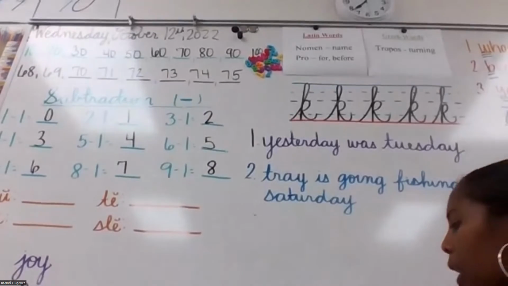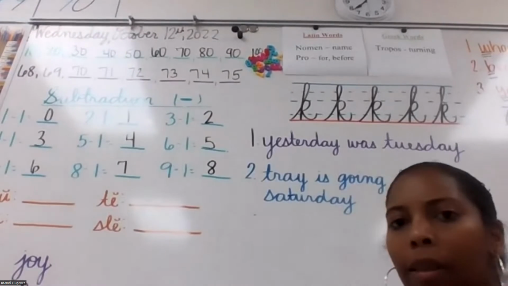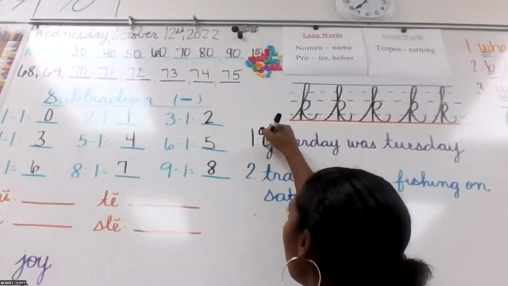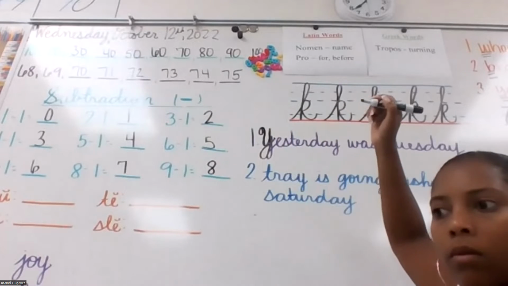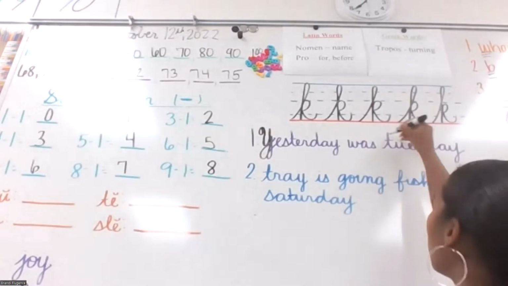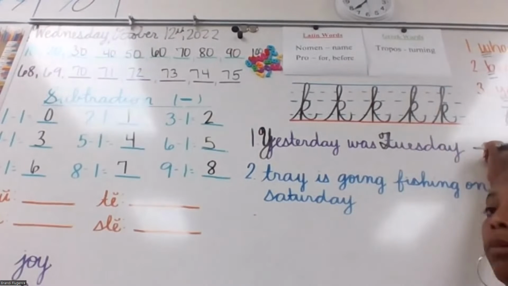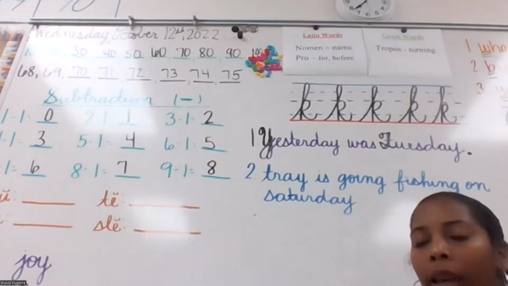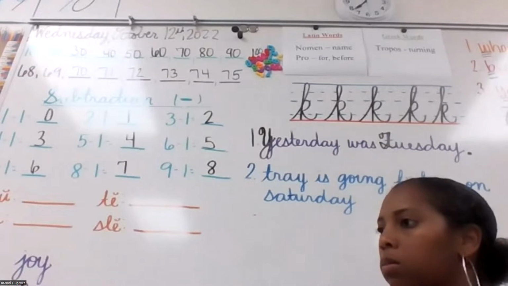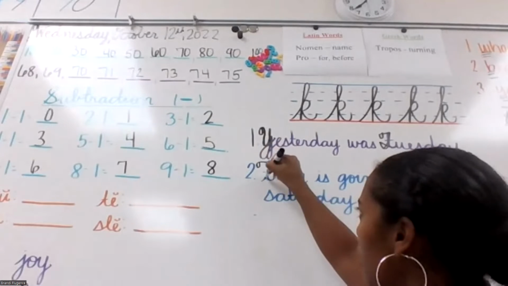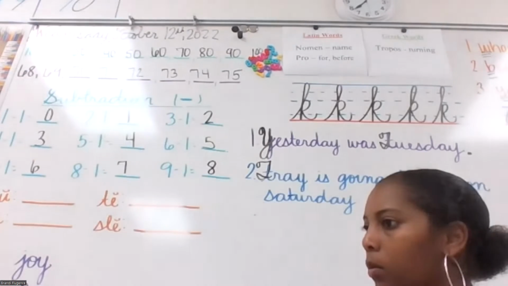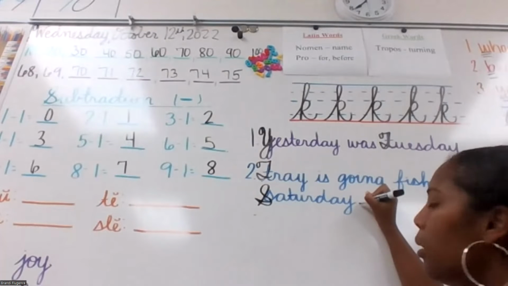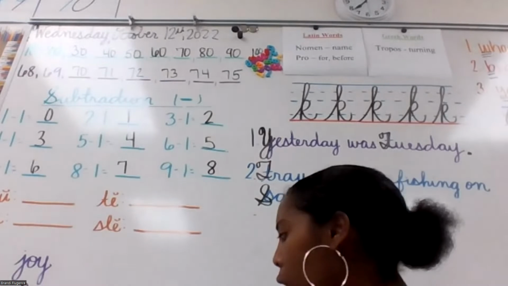All right, so number 1, yesterday was Tuesday. Cairo, how should we write this sentence correctly? Capitalize the Y, first letter, yes, in yesterday. Capitalize the T in Tuesday, and how do I finish it? Good, with the period. Number 2, it says Trey is going fishing on Saturday. Braylee? Capitalize my first letter, T in Trey. Capitalize my S in Saturday. How do I finish it? Good.